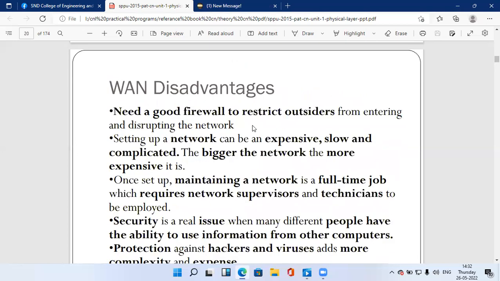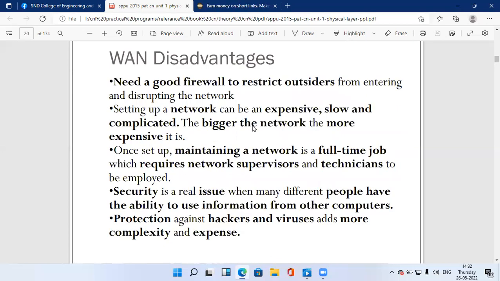Now, WAN disadvantages. The first disadvantage is that you need a good firewall to restrict outsiders from entering and disturbing the network. We have to arrange different software firewalls and hardware firewalls to secure our data. The second point is that setting up a network can be expensive, slow, and complicated. Because it covers country to country regions, the cabling cost of the network is too expensive.